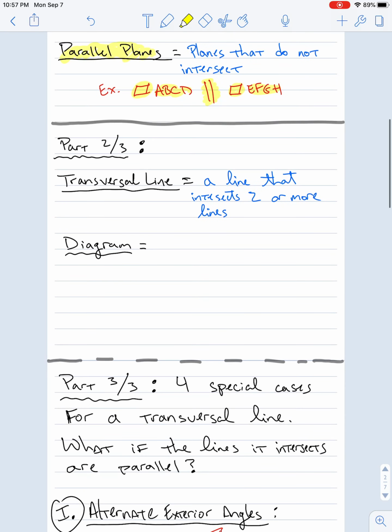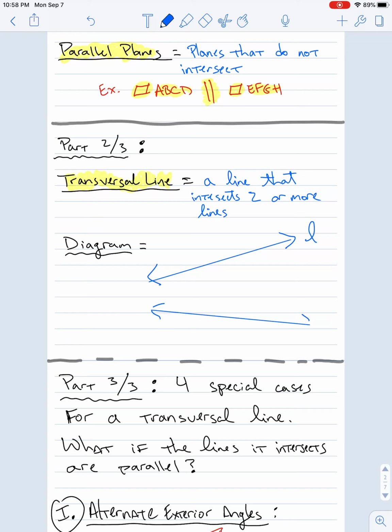Second part of 3 parts, this concept of a transversal line. It's a line that intersects 2 or more lines. Why is that important? Let me show you. Let's draw 2 random lines. Here we go. Make that your first line. Call that line L. And let's just draw another random line here.